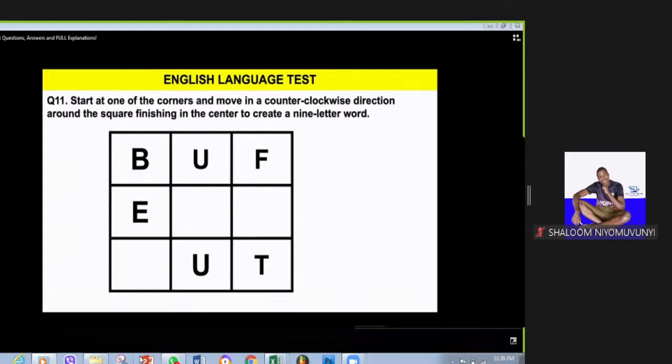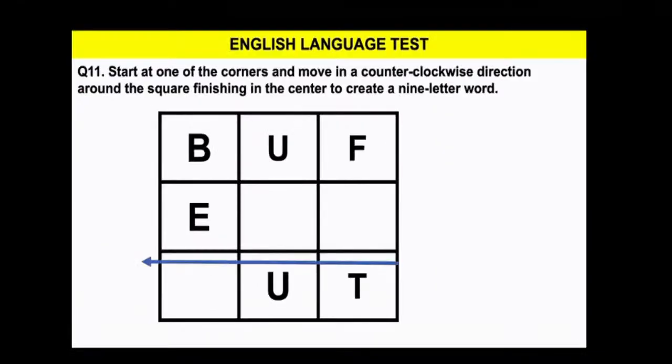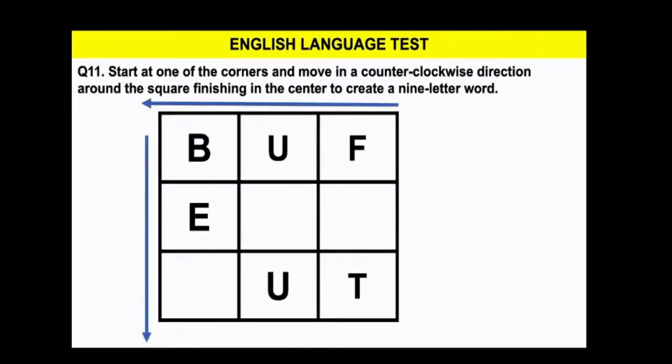Question number 11. This one's a little bit more fun. We have to start at one of the corners and move in a counterclockwise direction around the square, finishing in the center to create a 9-letter word. We can start at whichever corner we want to, and we have to go counterclockwise, or anti-clockwise, which is the other direction from clockwise.